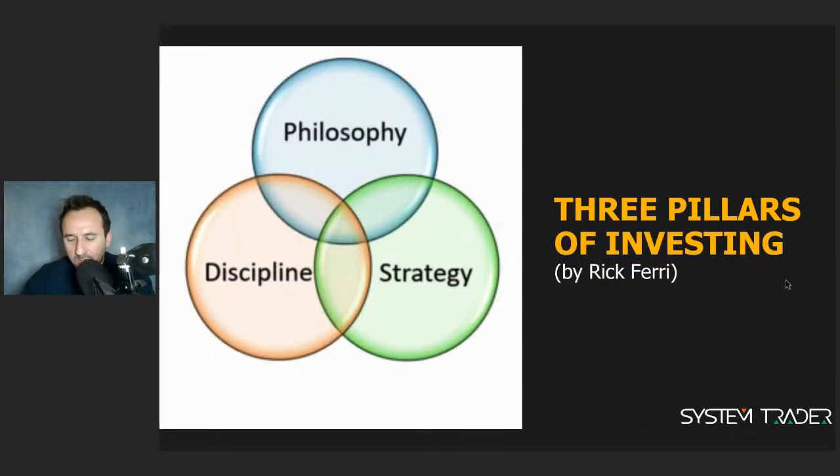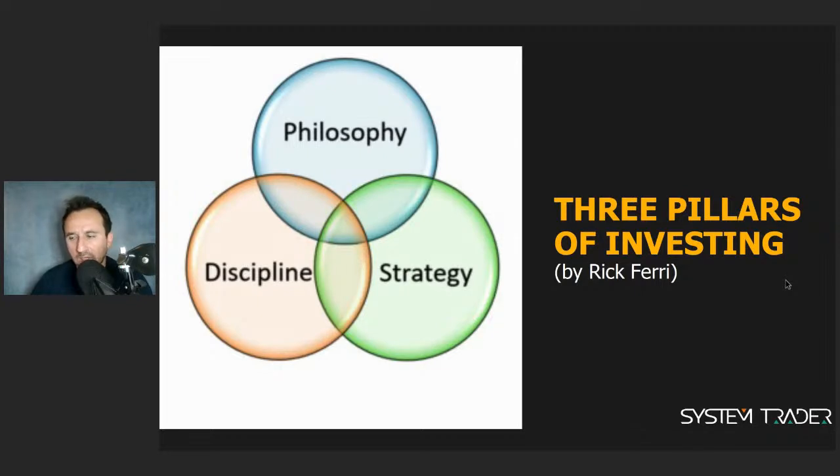I had on my podcast Rick Ferry, a known expert in the so-called Bogleheads area, people who are following the Jack Bogle philosophy about passive investing. And he mentioned that every investor should think about investing like there are three pillars. The first pillar is philosophy. The second one is strategy, and the third one is discipline.